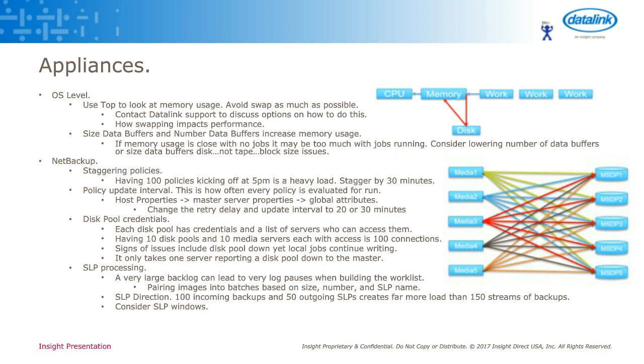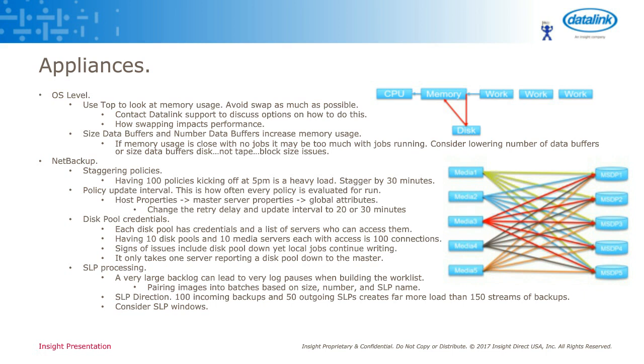At the OS level, use tools like TOP to take a look at your memory usage. One of the keys with appliances as well as traditional servers is to avoid using swap as much as possible. If you find that you are opening up TOP on an appliance and the swap usage is extremely high, reach out to support and we can help you look at that. There are a lot of different ways that can be addressed, but we need to look into what is using the memory and how we can adjust it.